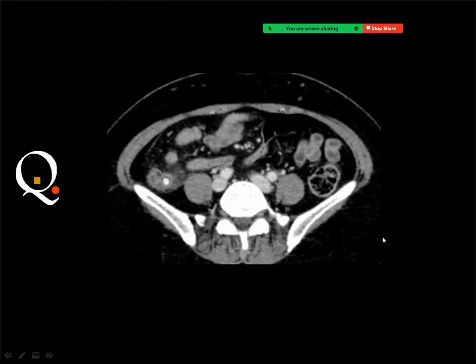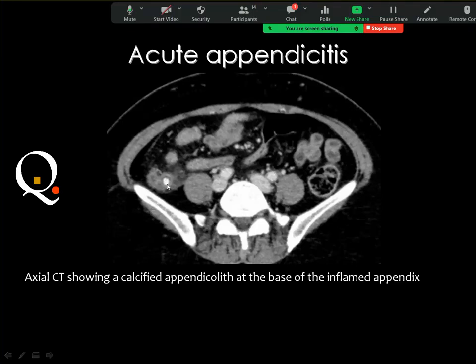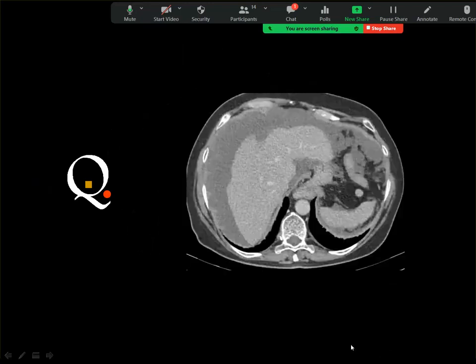Appendicitis. Yes, and this is acute appendicitis. You got the appendicolith, which is one of the pathognomonic landmarks of this disease, and you got a stranding of the surrounding fat planes, diagnostic of acute appendicitis.